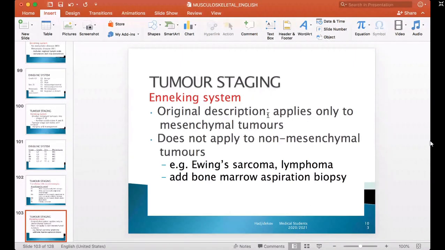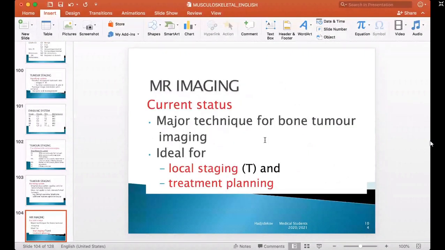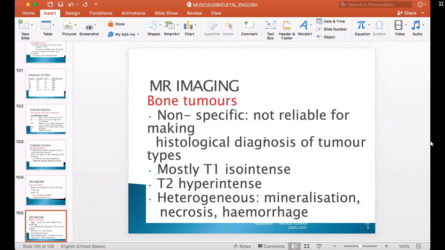So this Enneking system applies only to mesenchymal tumors. It does not apply to the non-mesenchymal tumors, like, for example, Ewing sarcoma or lymphoma; in this condition, you should add a bone marrow aspiration biopsy. And the major technique, again, I will emphasize this, is the MRI, because it's the ideal technique for local staging and for treatment planning. Bone tumors can sometimes be non-specific, so MRI is not reliable for making a histological diagnosis of the tumor type. Mostly they appear as a T1 iso-intense mass, and on T2 they appear with high signal intensity, or hyperintense, and they have a heterogeneous aspect with areas of mineralization, necrosis, and hemorrhage.